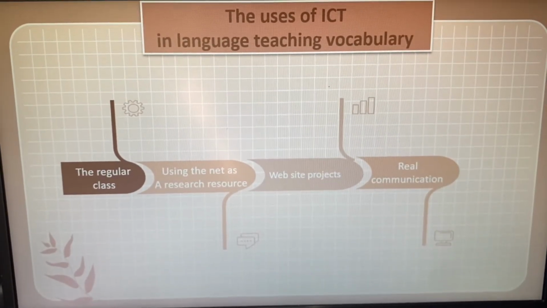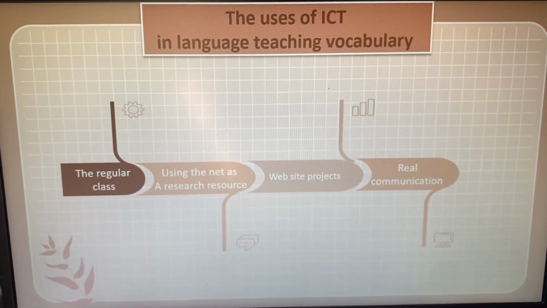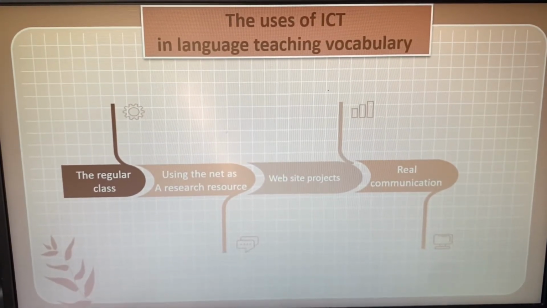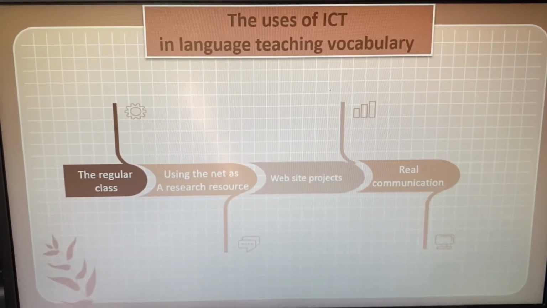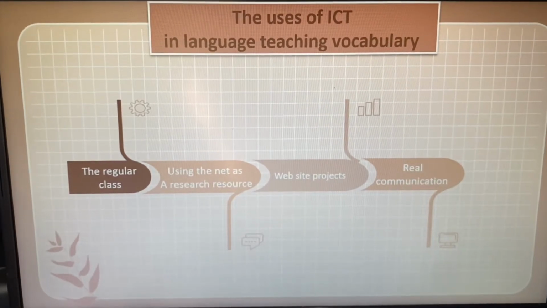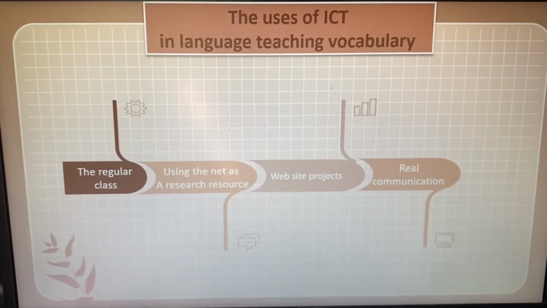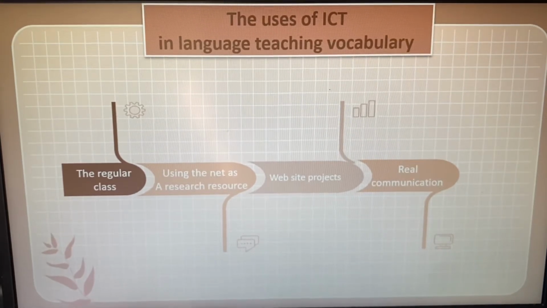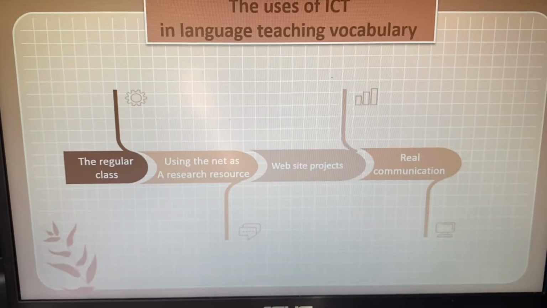And then the uses of ICT in language teaching vocabulary. We have four: the regular class, using the net as a research resource, website projects, and real communication. The regular class: the teacher should hold a regular class with the availability of computer and internet. The teacher can download English material and deliver it to the students.